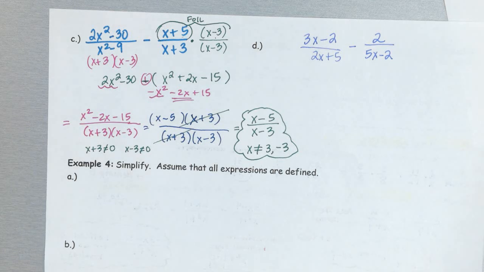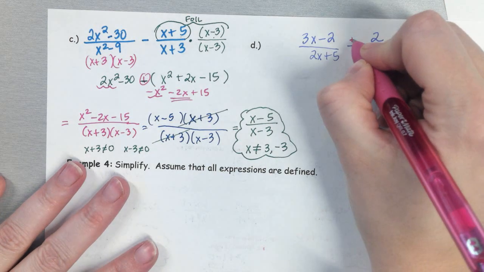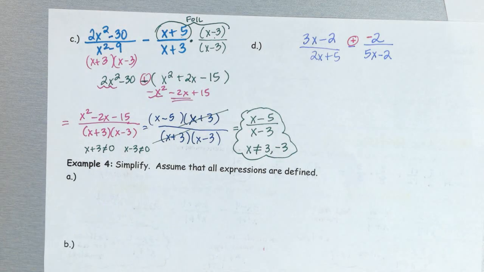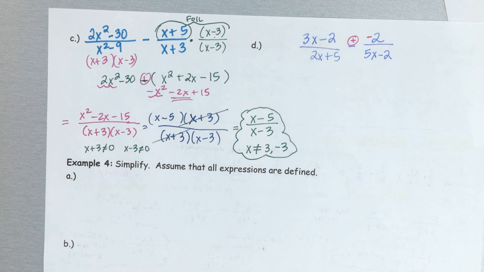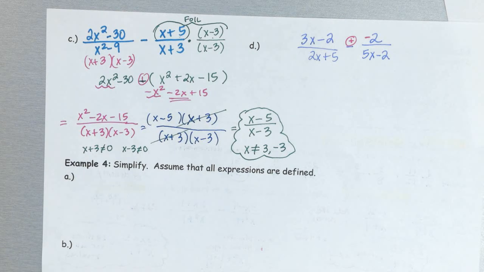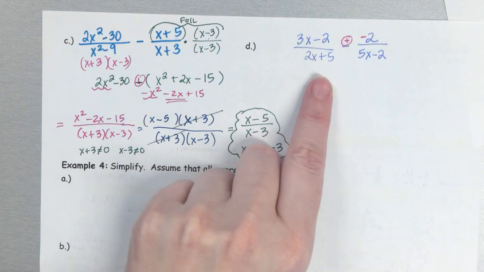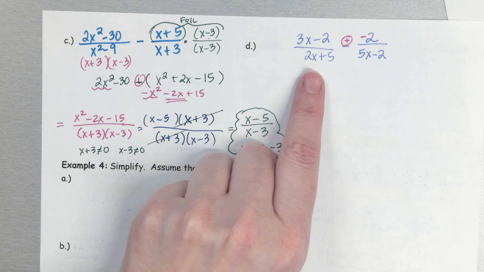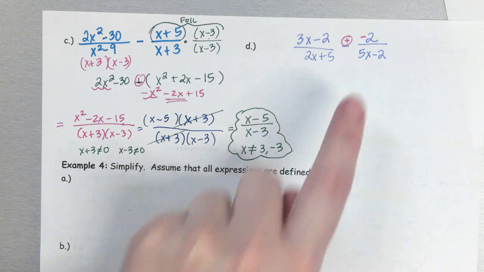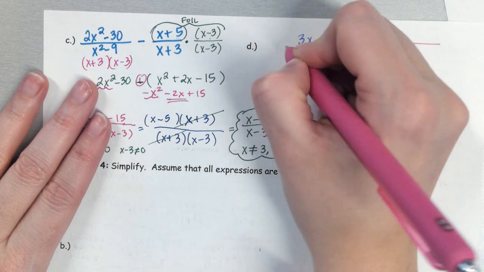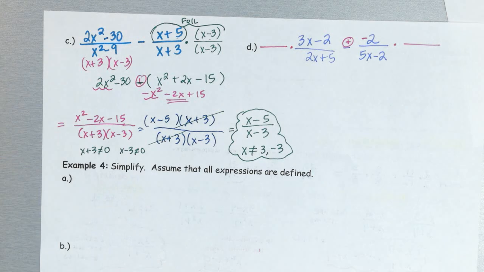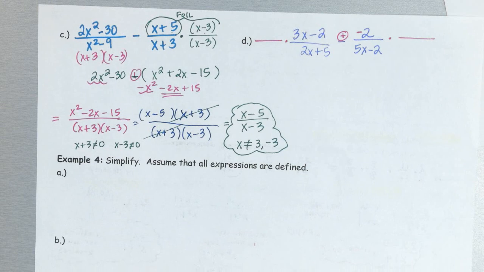Oh, I was going to tell you about another strategy you can do for subtraction. If you want, you can change this to plus right away. Just change it to plus and distribute the negative there. So you could do that. Or you could distribute the negative later. Either one. Okay? So our LCD has to have 2x plus 5 and what else? 5x minus 2. So set up what you're going to multiply by. Okay, and then you'll distribute and FOIL.